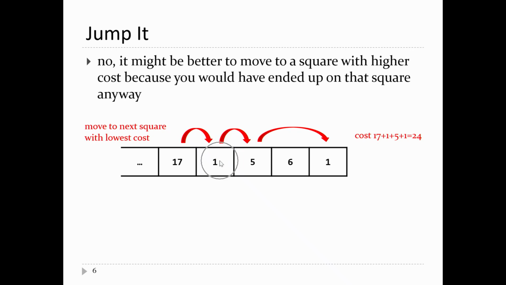Stepping on the square with the 1 is suboptimal because you could have just jumped to the 5 directly. So picking the square with the next lowest cost isn't guaranteed to work. And so if that strategy isn't guaranteed to work, you now have to come up with a different solution to this problem.